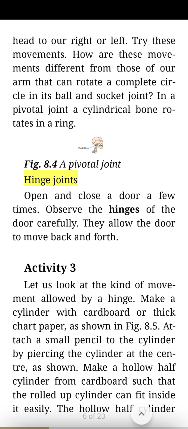Hinge joints. Open and close a door a few times. Observe the hinges of the door carefully. They allow the door to move back and forth. Activity 3. Let us look at the kind of movement allowed by a hinge.